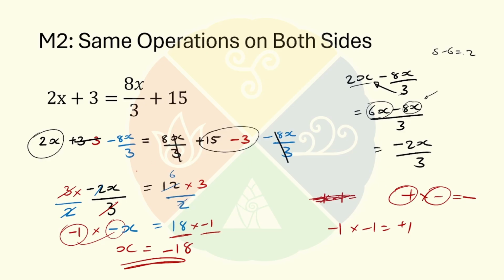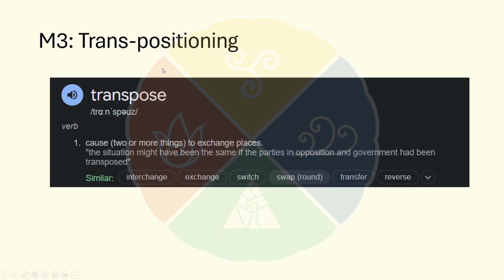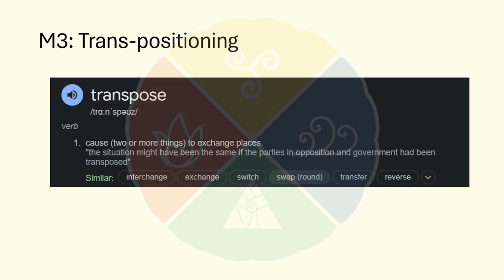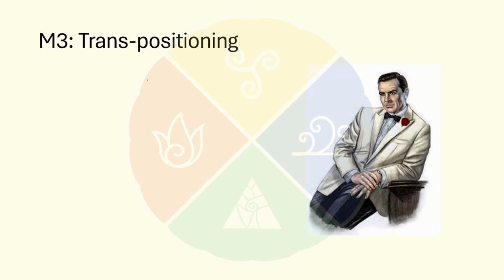This is a little bit confusing because this is a bad method. This method takes too much time. Therefore, we also have to learn the next method, and that's the happy method known as transpositioning. The word transpose means exchanging places, going from one place to another. And this is a very powerful method.